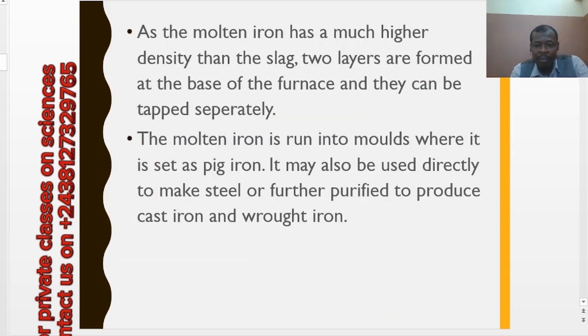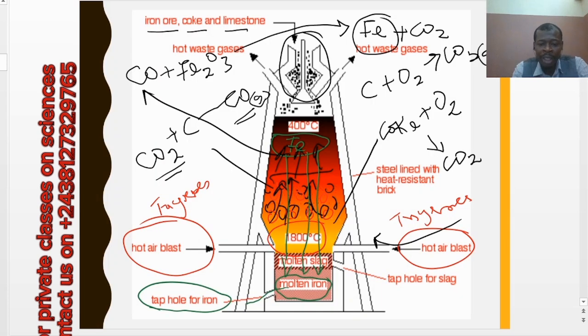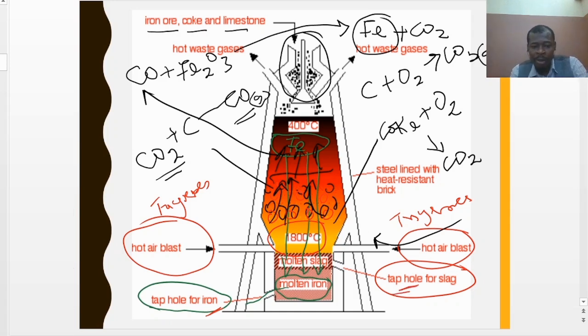Finally, as the molten iron has a higher density than the slag, two layers are formed at the base of the furnace, and they can be tapped separately. So we can see them here. We have the layer where the molten iron is collected, and then the layer where the slag is also collected. Since the molten iron is denser than the slag, the molten iron will be down and it will be collected towards this part. The slag is collected towards this other part. So these are the channels where both are collected, and the iron is extracted.